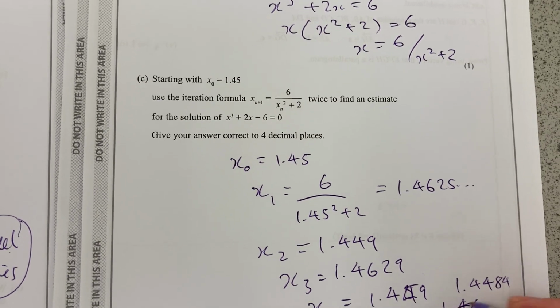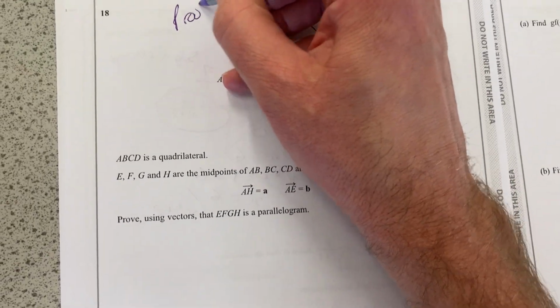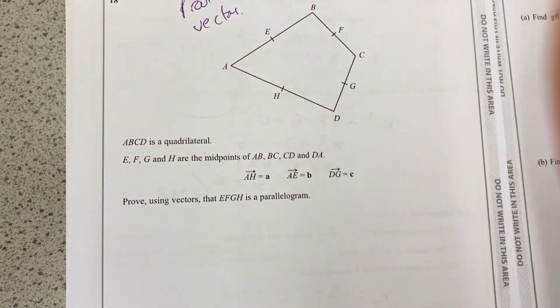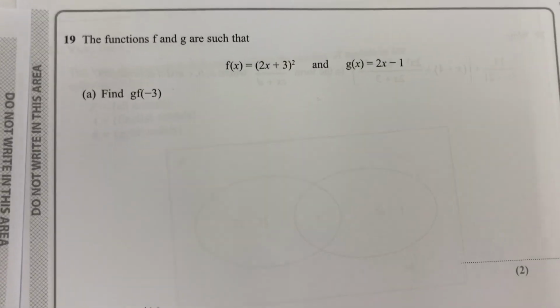1.4484. Leave it at that one. Okay. Question 18 is a proof in vectors. I'm going to leave that one for you there. Move on to question 19.